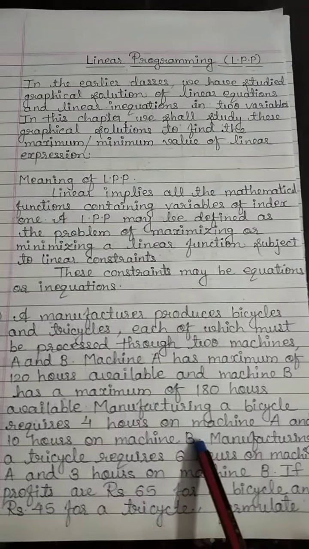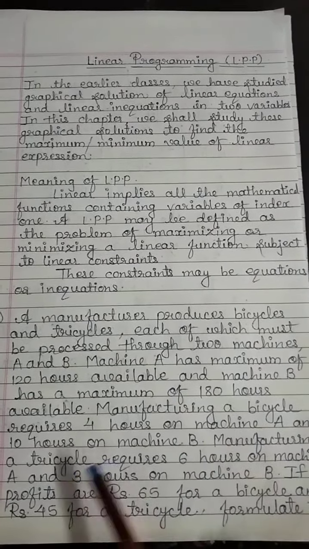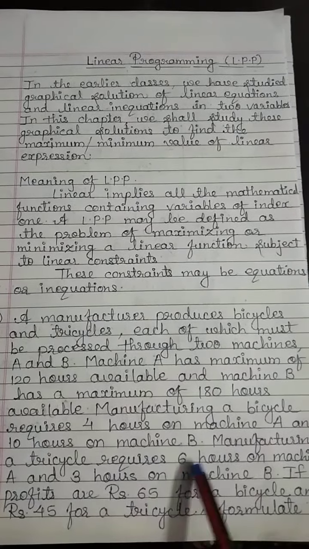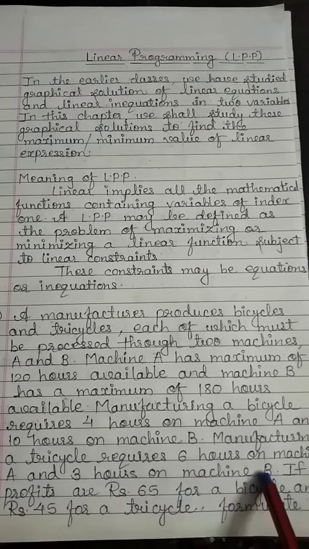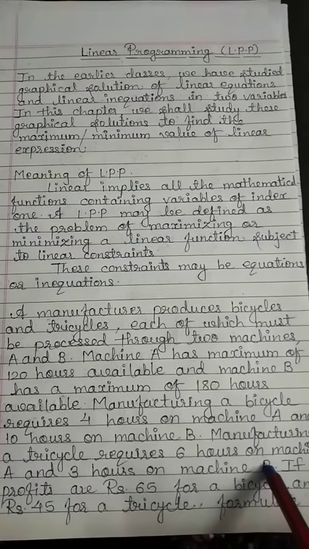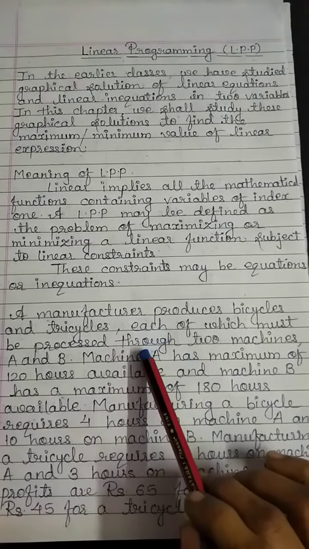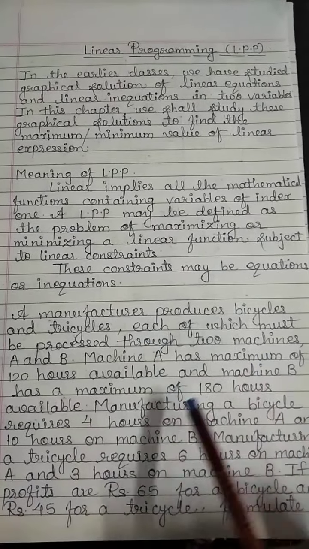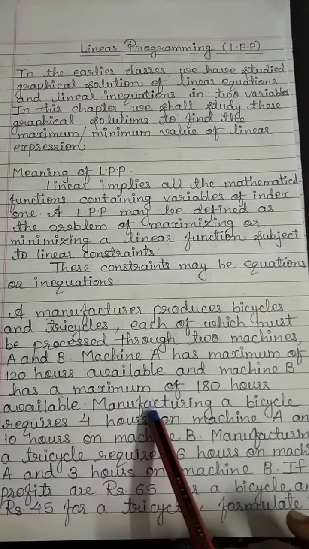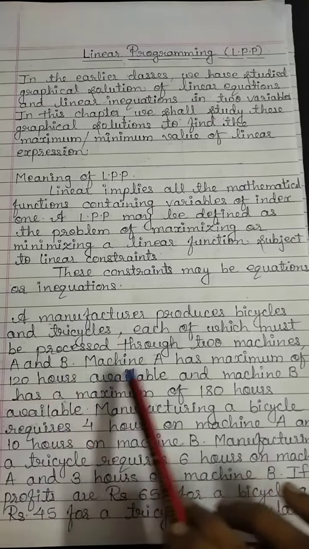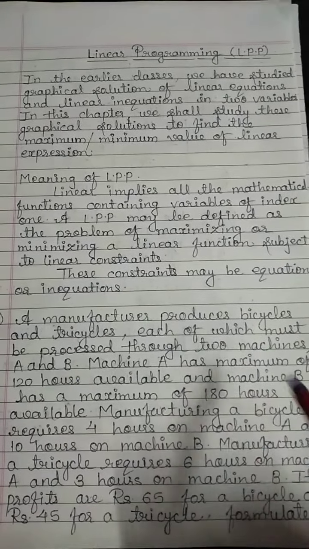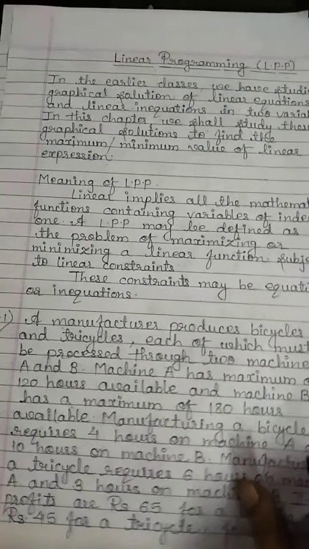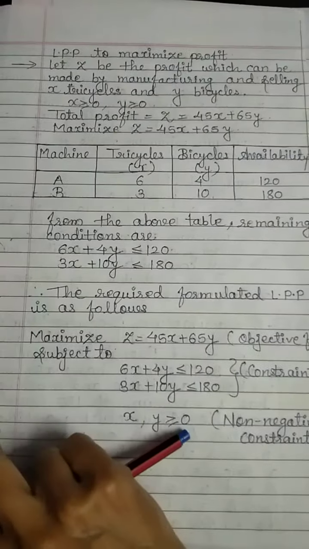So those values we will substitute in the table. Similarly, the tricycles require 6 hours on machine A and 3 hours on machine B. So those values also we will substitute in the table. And about the maximum availability, the values are given here: the maximum availability for machine A is 120 hours and for machine B is 180 hours. So according to the given condition, we will construct this table along with all the values.